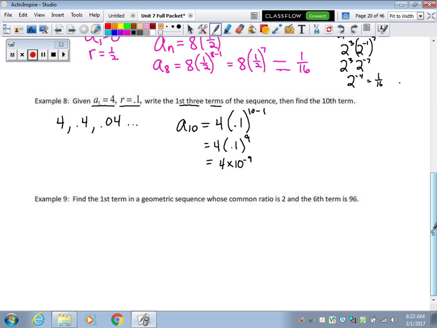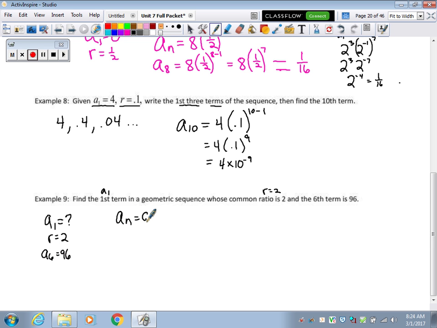Another example, a lot of examples here. Find the first term. Okay, so you don't know A1. If the common ratio is 2, okay, so make a little list of what you know. You know A1. No, you're trying to find A1. You know the common ratio is 2. You know the 6th term is 96.